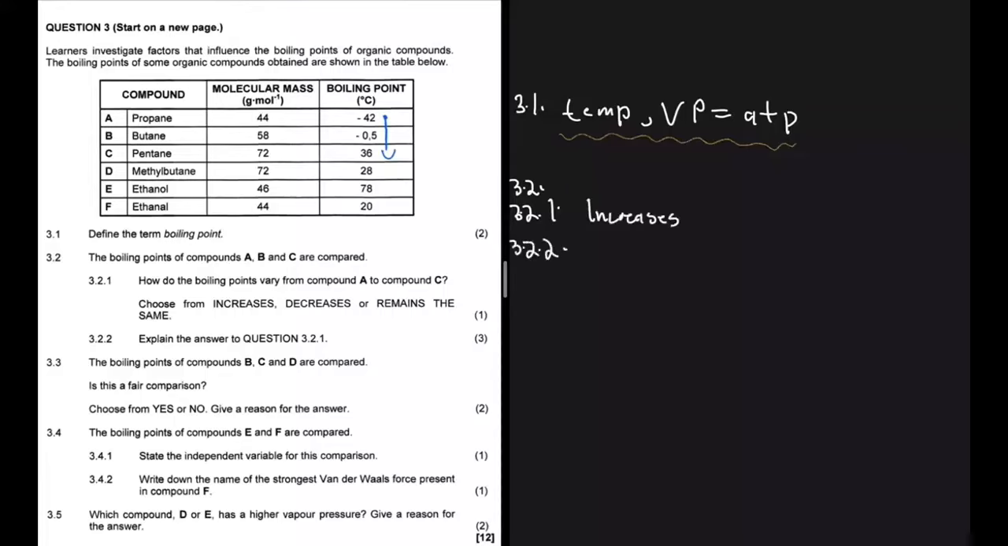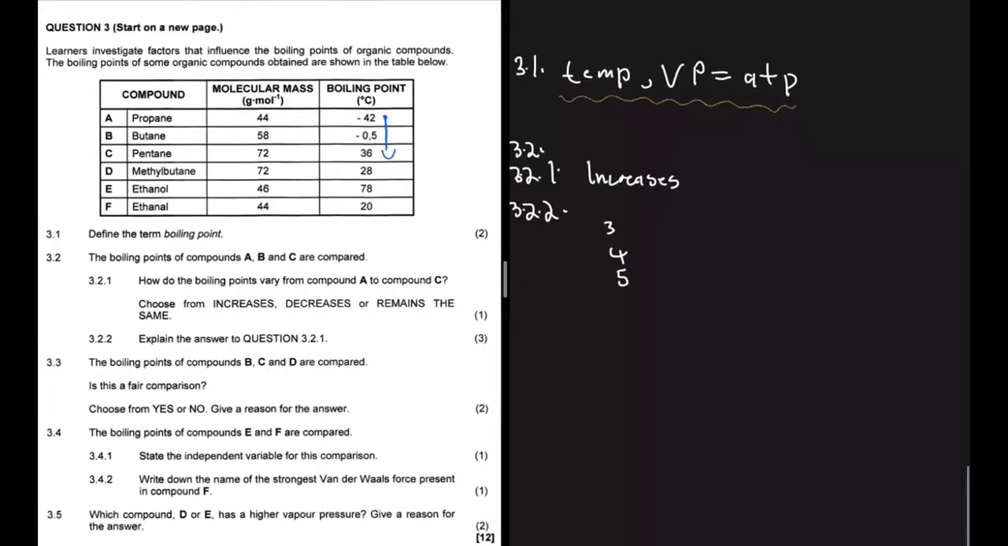And then we have 3.2.2, which says, explain the answer to question 3.2.1. So why do these boiling points increase? When you're coming from A to C, you will realize that A has 3 carbons, and then B has 4 carbons, and C has 5 carbons.